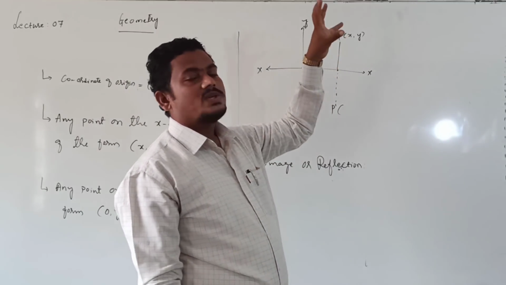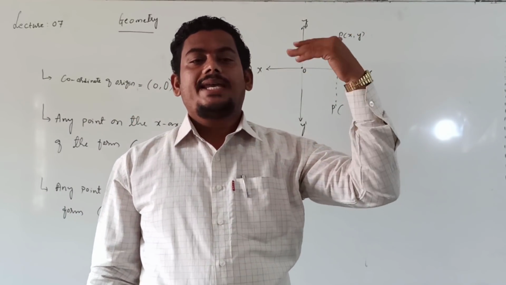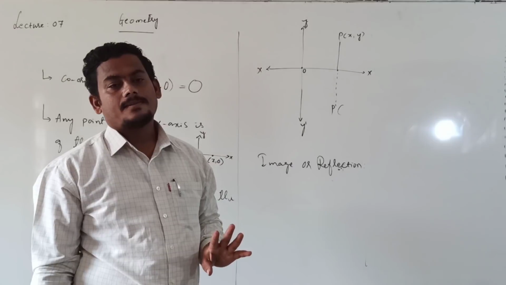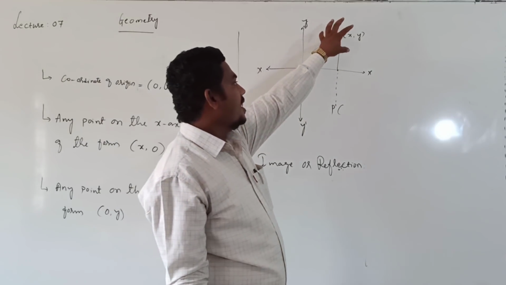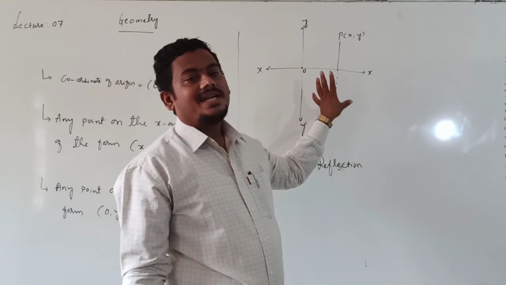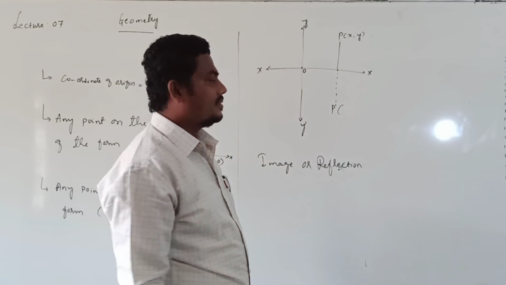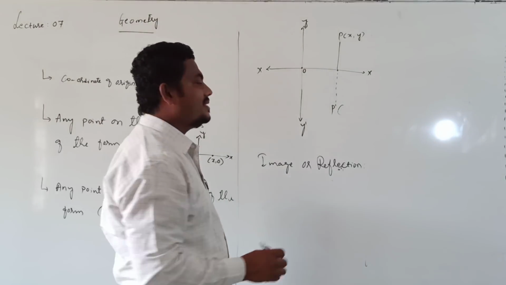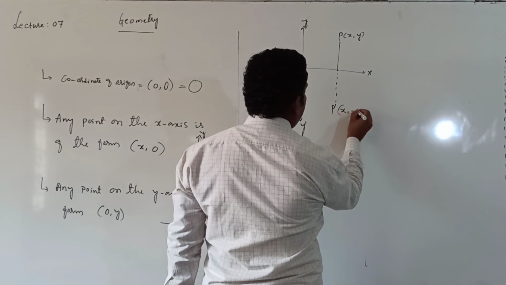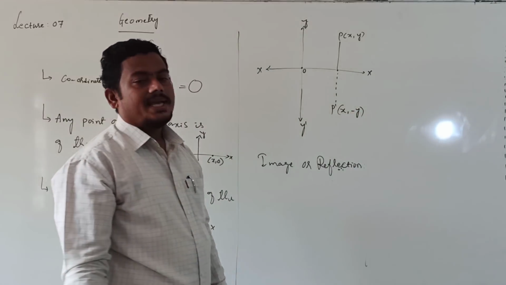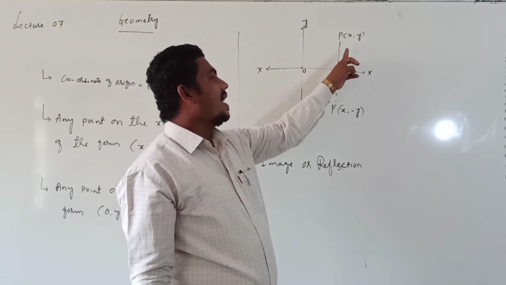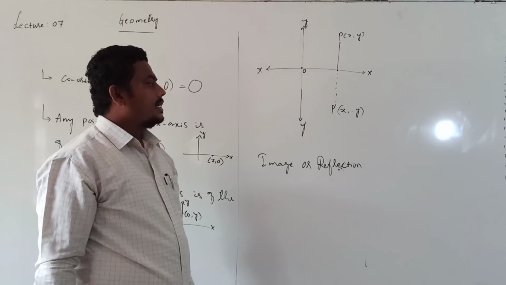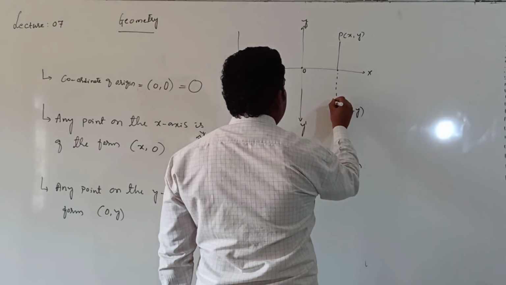Suppose the given point is in the first quadrant. Image of the point in the first quadrant with respect to x-axis is in the fourth quadrant. In the fourth quadrant, clearly y coordinate is negative. X coordinate remains same: x comma minus y is the image of x comma y with respect to x-axis. And this point is P prime.